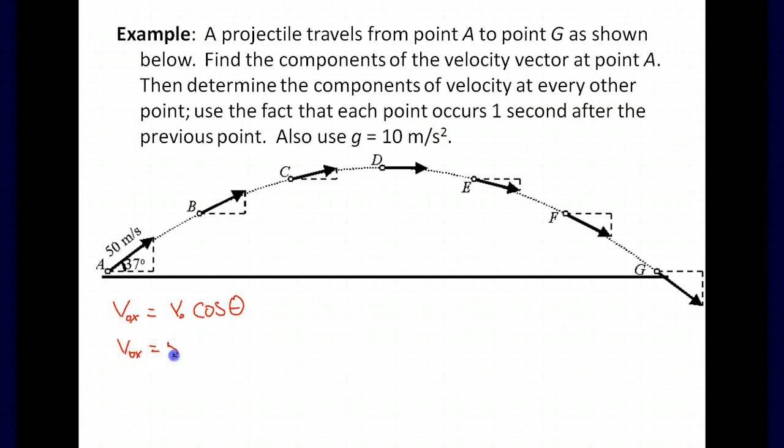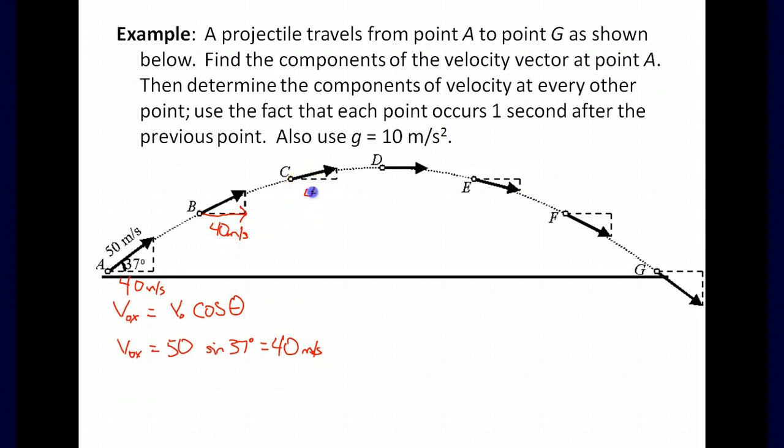So we would take 50 times the sine of 37, and that would give us 40 meters per second. And then that remains constant. Once we know that, the horizontal component never changes. It is always the same. So it's still going to be 40 meters per second here.